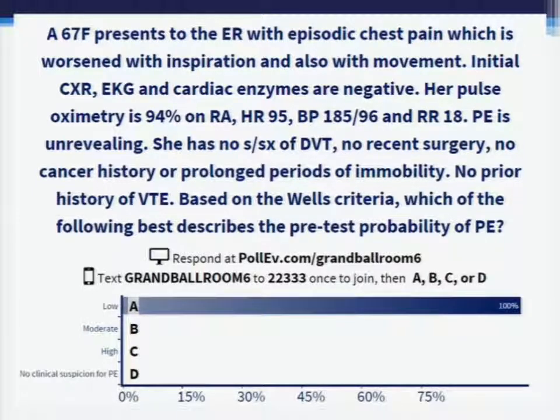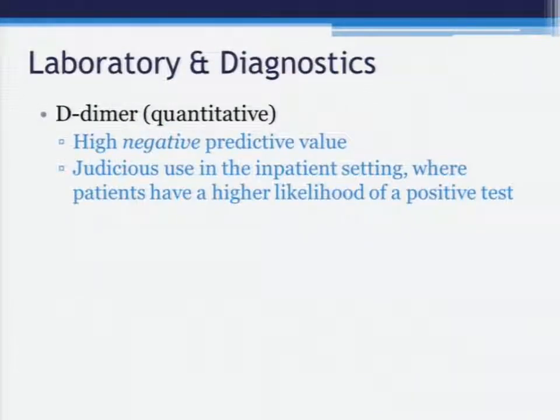She has no history of DVT, no recent surgery, no cancer history, and no prolonged periods of immobility recently. She also has no prior history of VTE. So based on the Wells criteria, which of the following best describes the pretest probability? And that's right. It would be low probability. Good job.